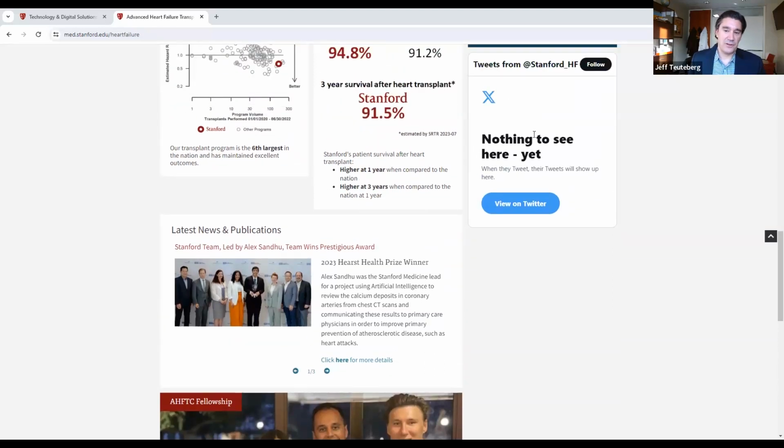There is a Twitter feed here from the Stanford Heart Failure official section's Twitter feed, if you're into that sort of thing, or I guess X now, at Stanford_heartfailure. It says nothing to see here yet because there's been this ongoing battle on X in terms of how much you can share or not share. And so sometimes it's there and sometimes it's not. So this is an Elon problem. This isn't a heart failure problem. So you will eventually see stuff there from our Twitter account.